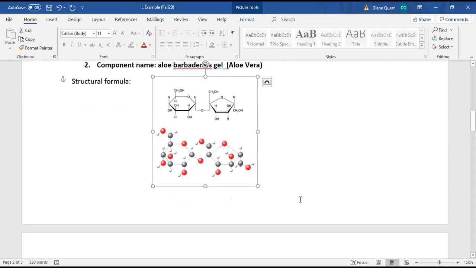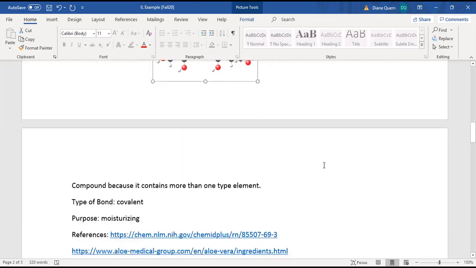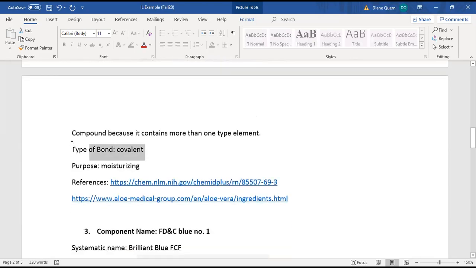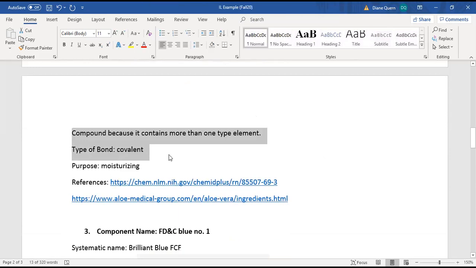So based off that structure, you need to answer, is it a compound and what type of bonds? So obviously it's a compound. There's a lot of different elements combined. As for covalent versus ionic, well, all the elements involved are either carbon, oxygen, or hydrogen, once again. So all nonmetals, it is covalent. So they have that written right after. Compound, covalent.